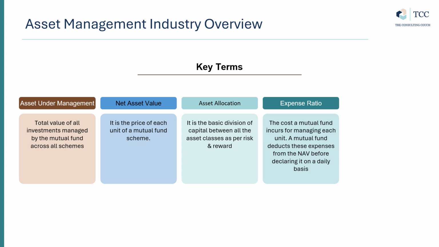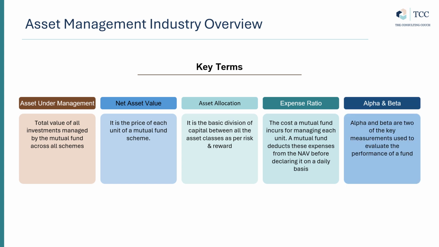Another two important terms are alpha and beta, and they are the key measurements used to evaluate the performance of a fund. Alpha takes a fund portfolio's volatility and compares its risk adjusted performance to a benchmark index, whereas beta measures the portfolio's volatility compared to the entire market.